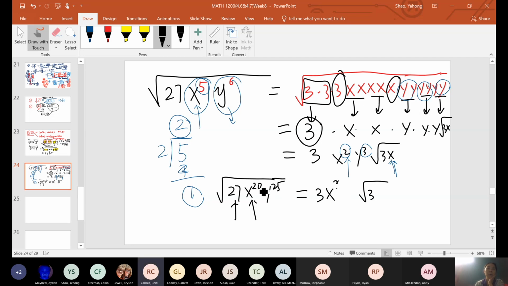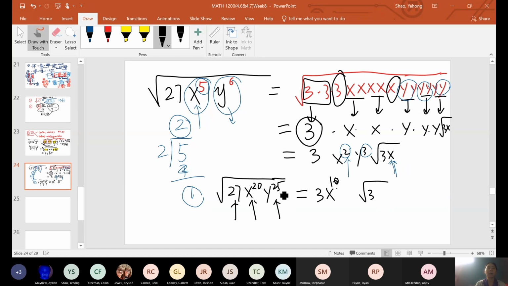You look for 2, how many pairs? Yes, go ahead. X to the 10th. X to the 10th, right? Thank you, Ray. That's right. So when you have 20 copies of x, you try to find how many pairs. 20 divided by 2, you get exactly 10 pairs, or 10 groups of 2. No more x left, so you don't put any x here.